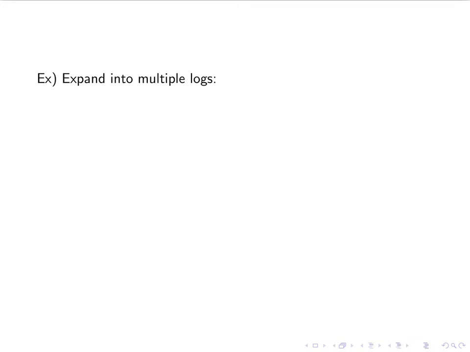So first we'll expand into multiple logs. So a, log base 2 of 3x. I look at 3x and I say, okay, is that multiplication, division, or a power? Because those are the three basic properties that we had. So we look at 3x and say, okay, that's multiplication. So I'm going to use property 1 here and split up the multiplication by adding the logs of those individual factors. So I got log base 2 of 3 plus log base 2 of x.